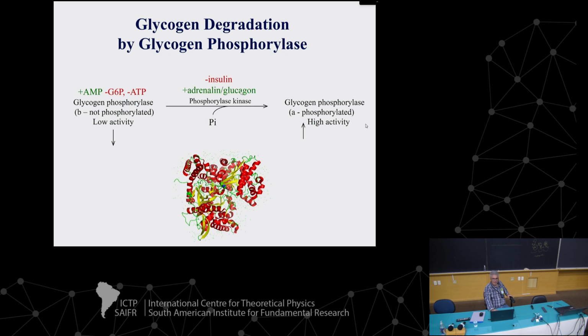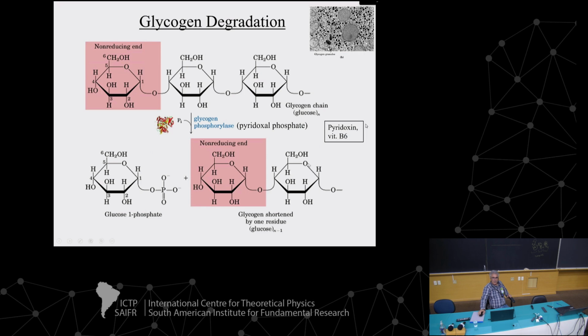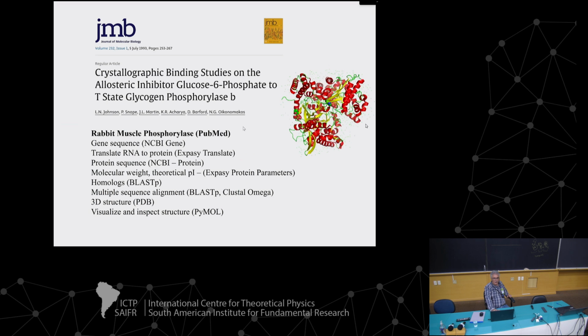So, but let's say we're interested in this protein. It's involved in degradation of glycogen. So it hydrolyzes the glycosidic bonds between sugar molecules, okay? And it has a pyridoxal phosphate cofactor in its active site. So we're going to look at glycogen phosphorylase from the muscle of rabbit, glycogen phosphorylase, okay?